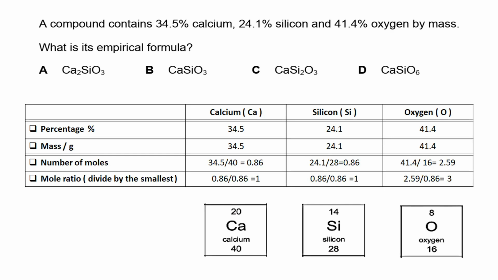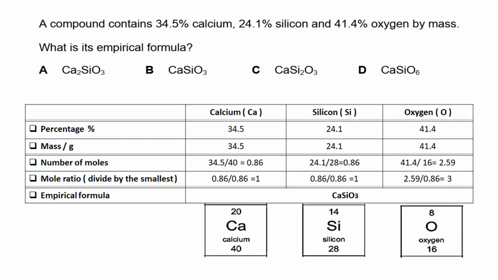The smallest here, 0.86. Divide each figure from previous step by 0.86 to obtain 1 for calcium, 1 for silicon, 3 for oxygen. So here empirical formula for this compound, CaSiO3, calcium silicate. So the answer is B. Okay.